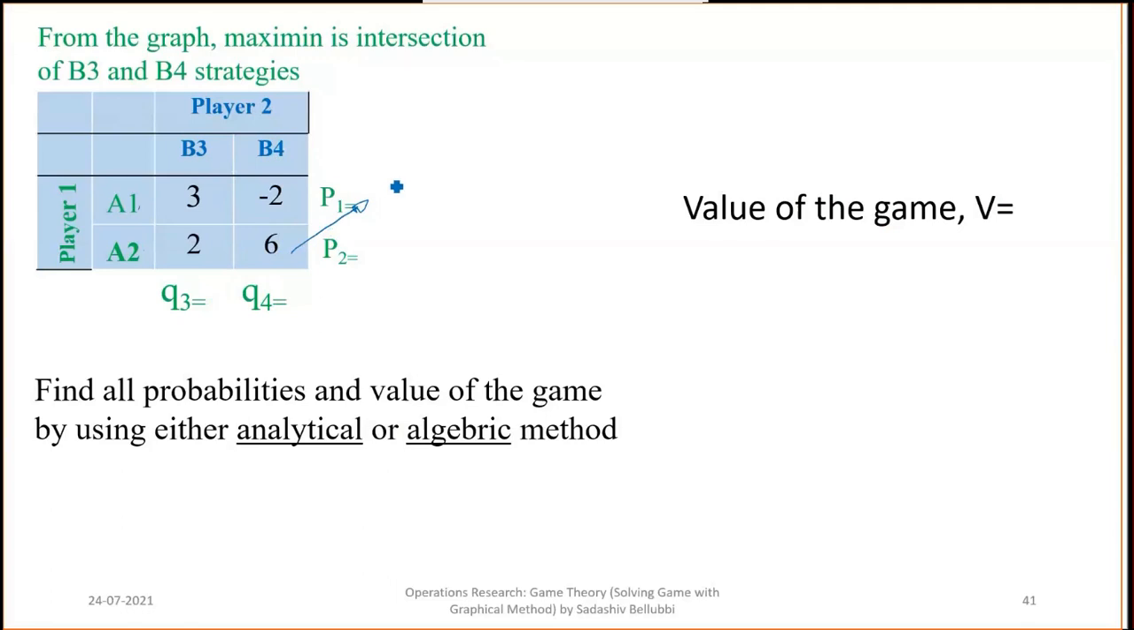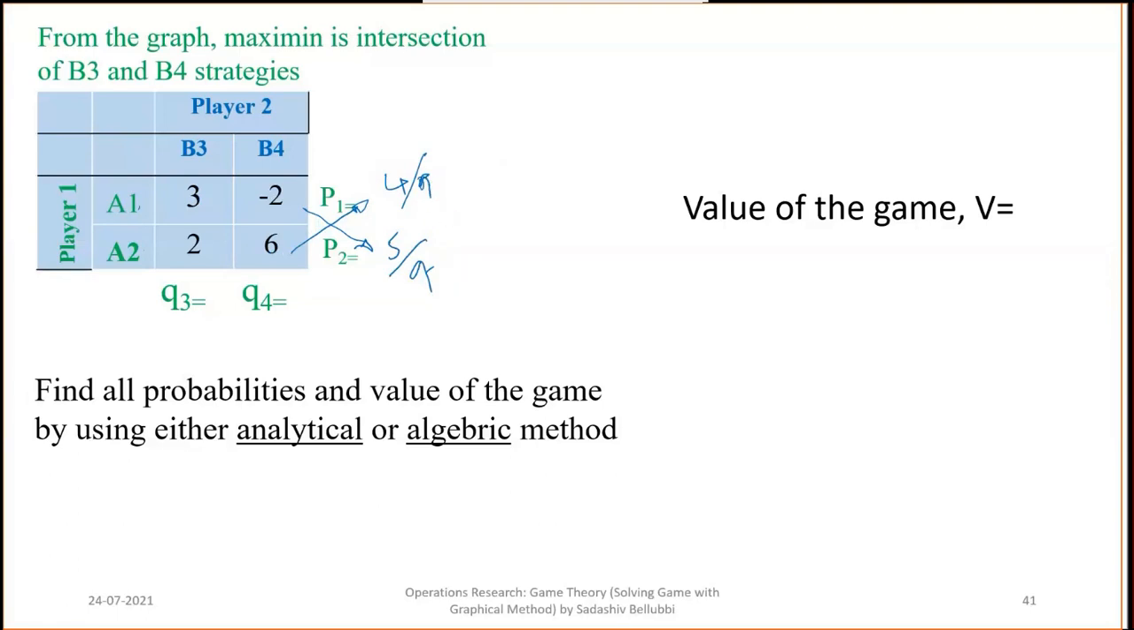take the difference of the second row, that is 8, divided by the difference of the second row plus the difference of the first row, that is 8 plus 5, which is 13. So P1 is 8 divided by 13 and P2 is 5 divided by 13. Now for Q3, the difference of the second column is 8 and the difference of the first column is 1.